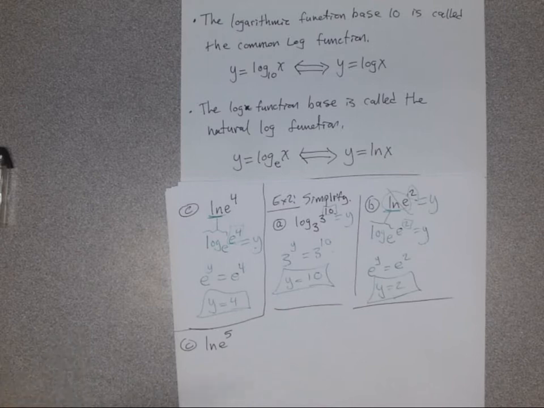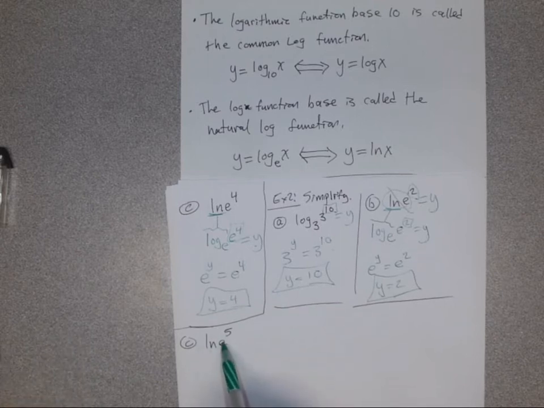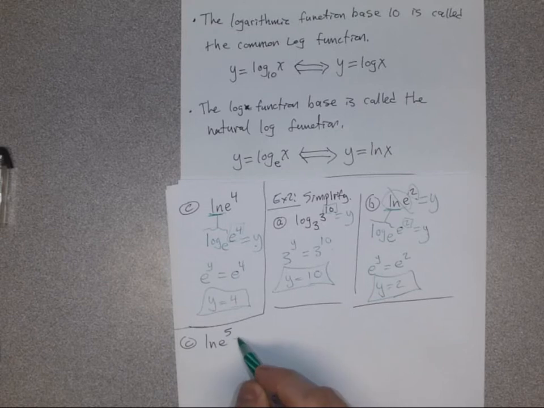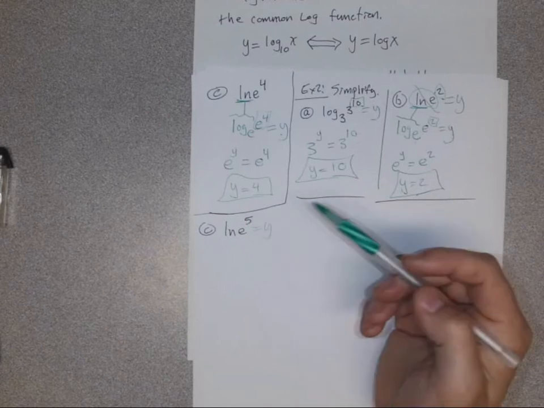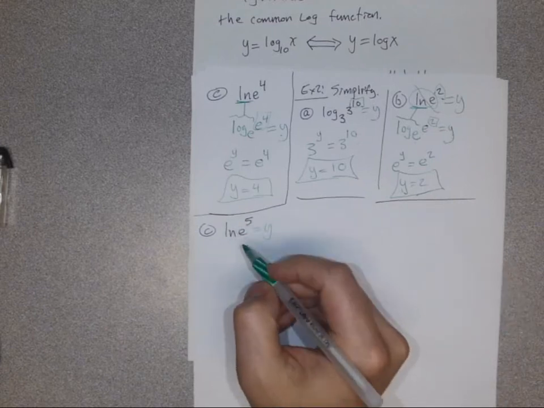Well, natural log and e are inverses, so those cancel out, and the answer is 5. So it could be that short. All right, but it's helpful to know how to work these out too, because there are going to be cases where you need to. This won't always just be 5. There could be something else.